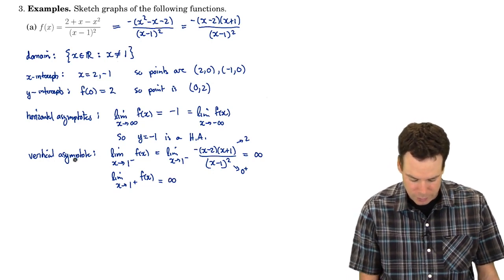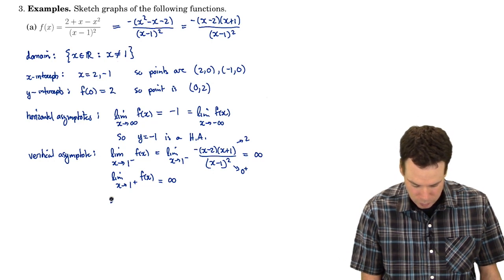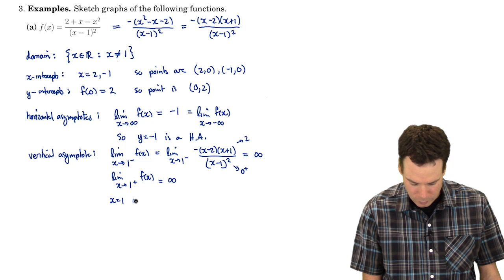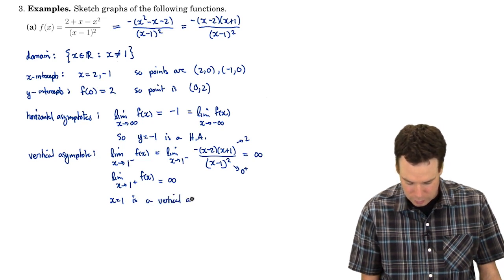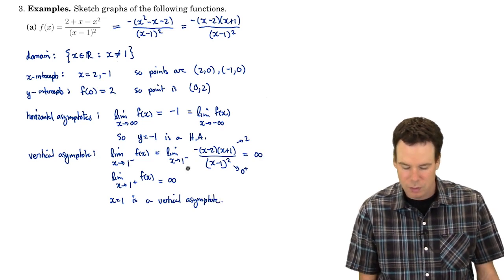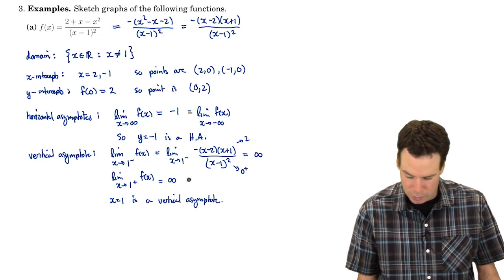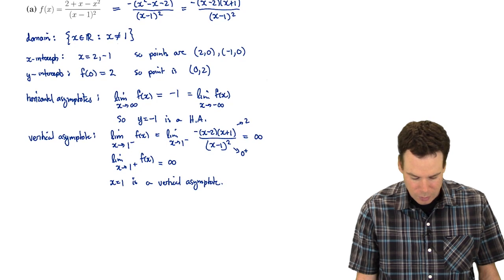So we have a vertical asymptote. So we've got x equals 1 is a vertical asymptote. And we know exactly what the behavior here is. It's heading towards infinity no matter what side you approach 1 at. All right, so we're making some progress. We've got some asymptotes. What's next?